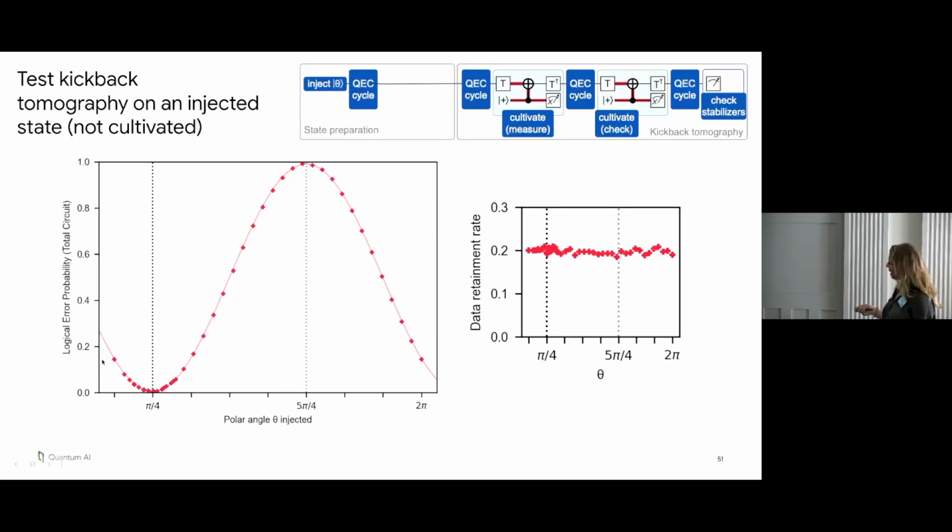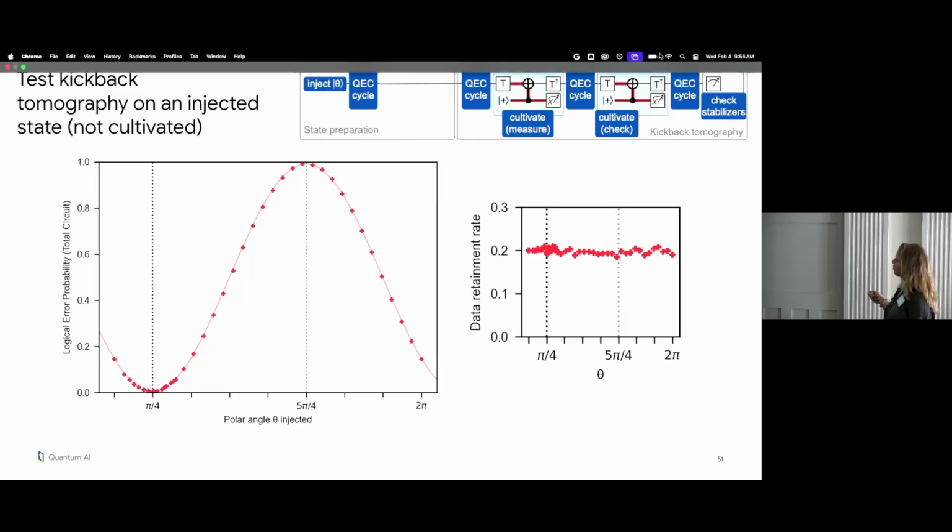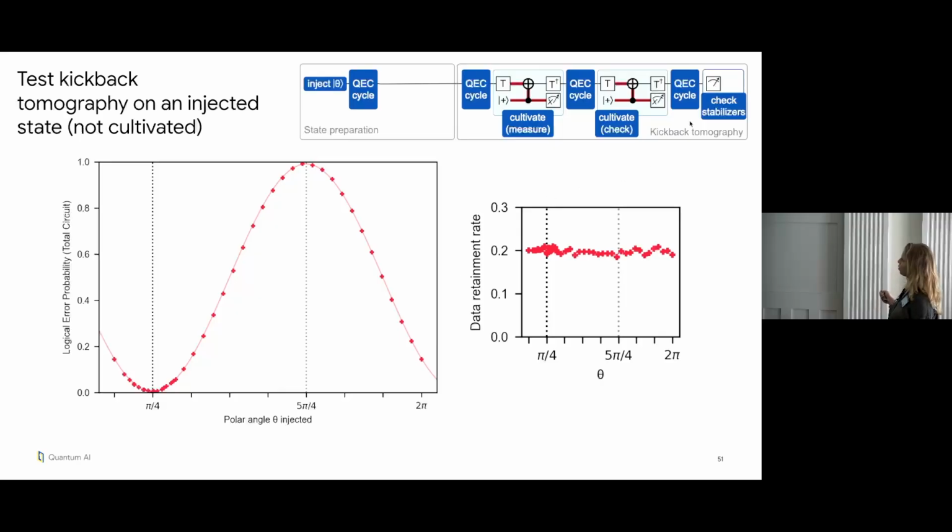And here I'm plotting this on a linear scale just because we should see a sine wave, and we do here in the data. This is because we're just projecting the state to the T-state axis and then measuring the overlap. So you get this sine wave of projection. The data retainment rate here is 20%. For all the data I'll show for kickback tomography, we are post-selecting on all of the detectors in the circuit. So this includes the kickback tomography detectors because we need this to be as high fidelity as possible.